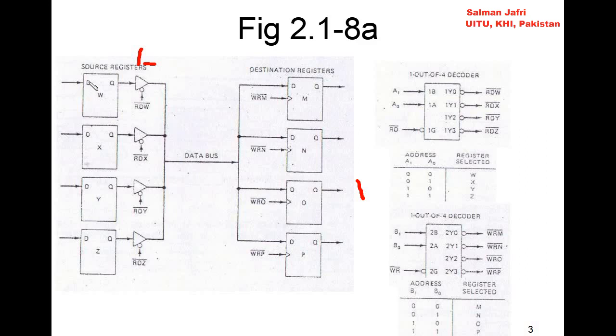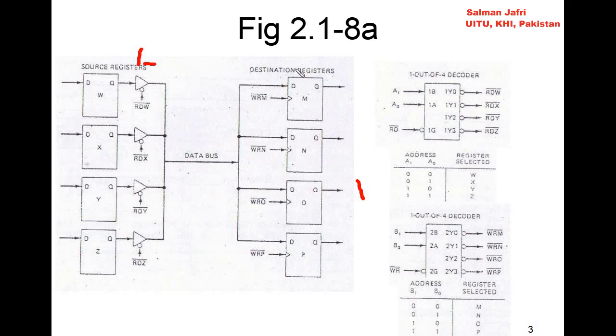So for example, if you want to read the source register W, what would we do? We would set RDW bar to 0 so that the output of W, which is Q, is put on the data bus. Similar is the case for the other signals in the other registers. Please mind that at one time only one register should be read on the data bus, otherwise there would be confusion or loss of signals. So either none of the registers are read, or one of the registers is read. And what are the registers that can be read? W, X, Y and Z.